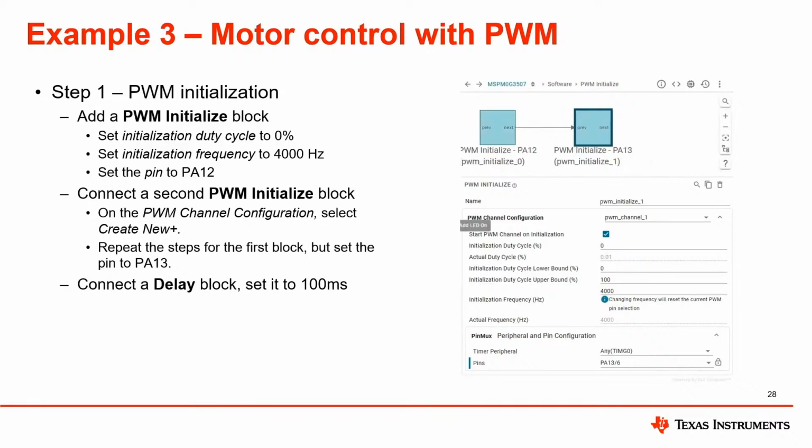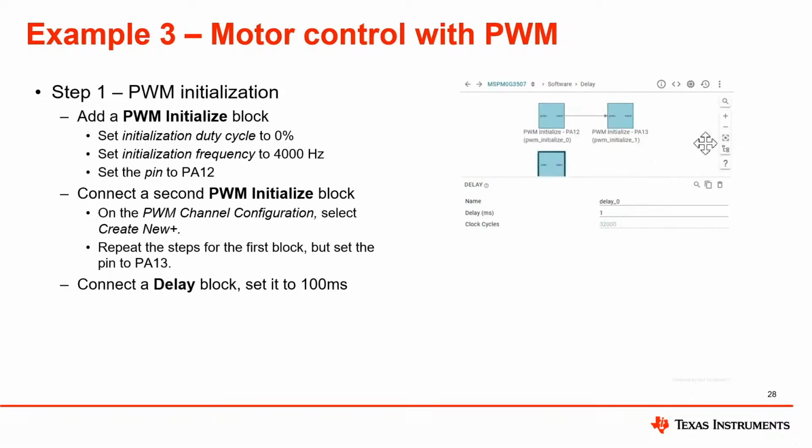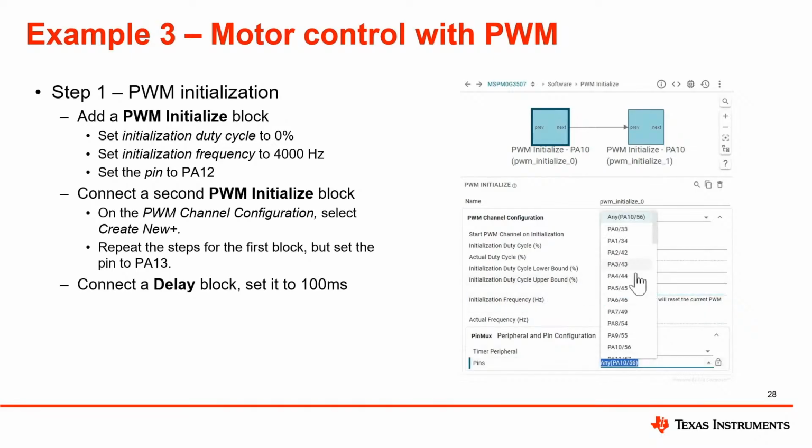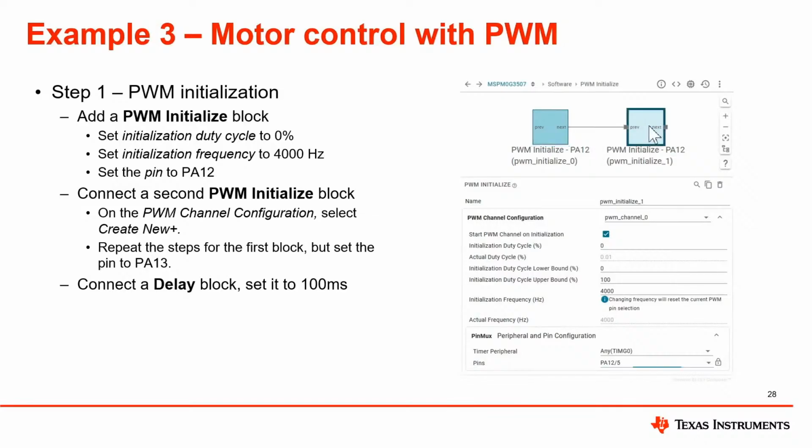Then we add a second one for the second motor here, and you're able to do this by clicking on the PWM channel configuration and selecting Create New. You can repeat the same steps for the first block since we'll be doing the same frequency and initial duty cycle there. But the key difference is instead of PA12, it'll be PA13. Lastly, as mentioned, to add the delay in the step in the algorithm, you will add in a delay block and set it for 100 milliseconds.